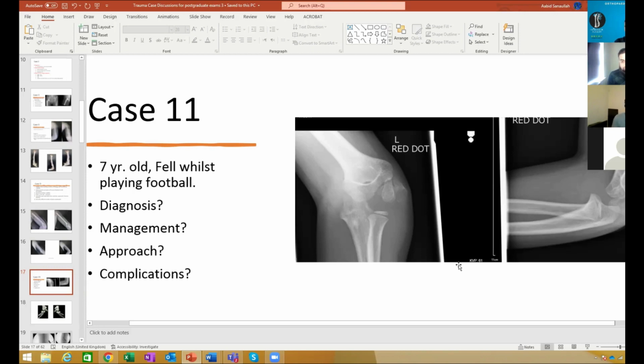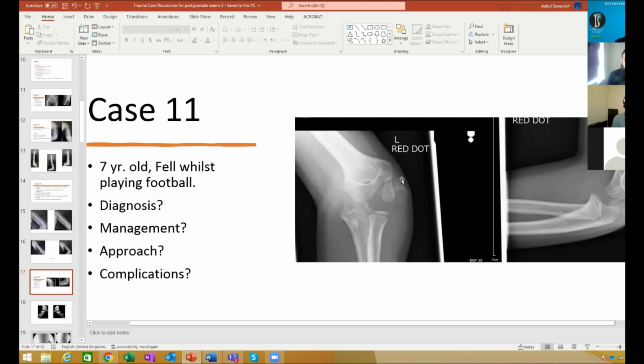So on this AP view, what do you see? You mentioned the fracture. Is there anything else which is abnormal? So you mentioned this part which is broken, and I agree with that. Is there anything else which is abnormal? I'm thinking whether the tip of the olecranon has also fractured along with that. The radial head seems to be intact. Yes, okay, so you've tried and you couldn't do anything. You've repeated the X-ray, they are exactly the same. Now what?